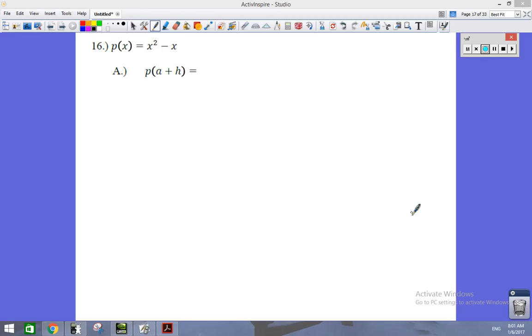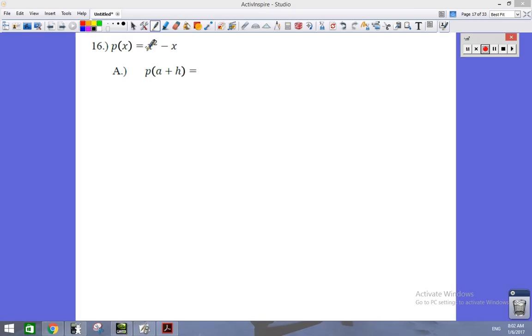All right, so let's take a look at this problem. We've got two parts to this problem, part A and part B. They give us a function, p of x is equal to x squared minus x. And in part A, they're asking us to evaluate this function at a plus h. Then we're going to use this answer in part A to help us answer part B.